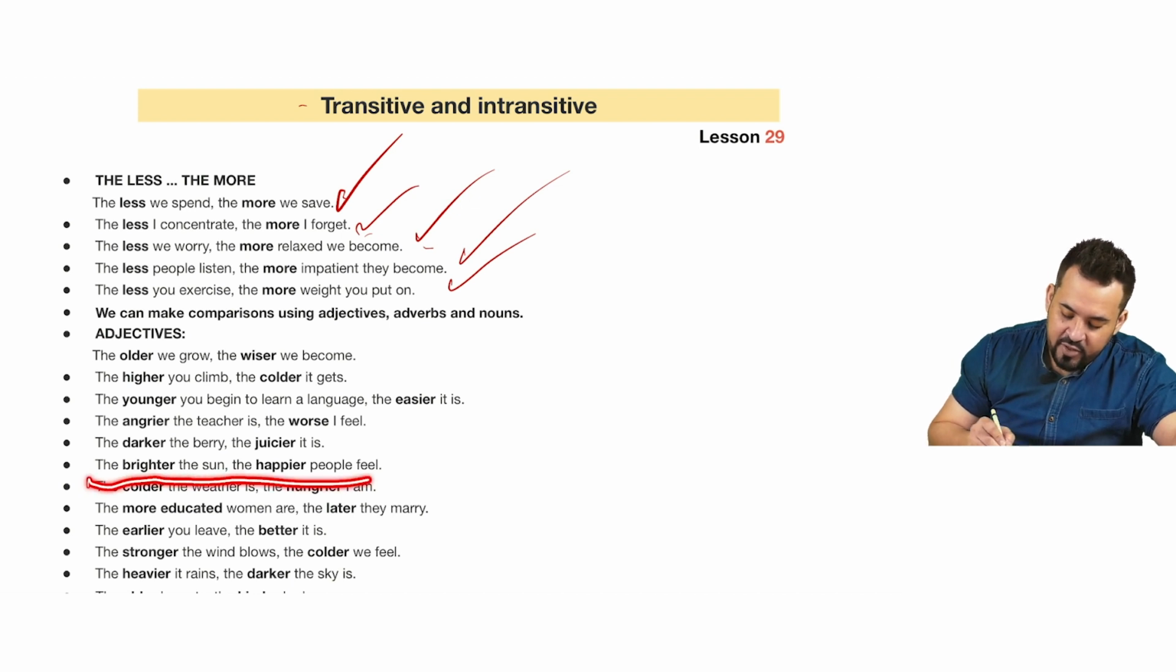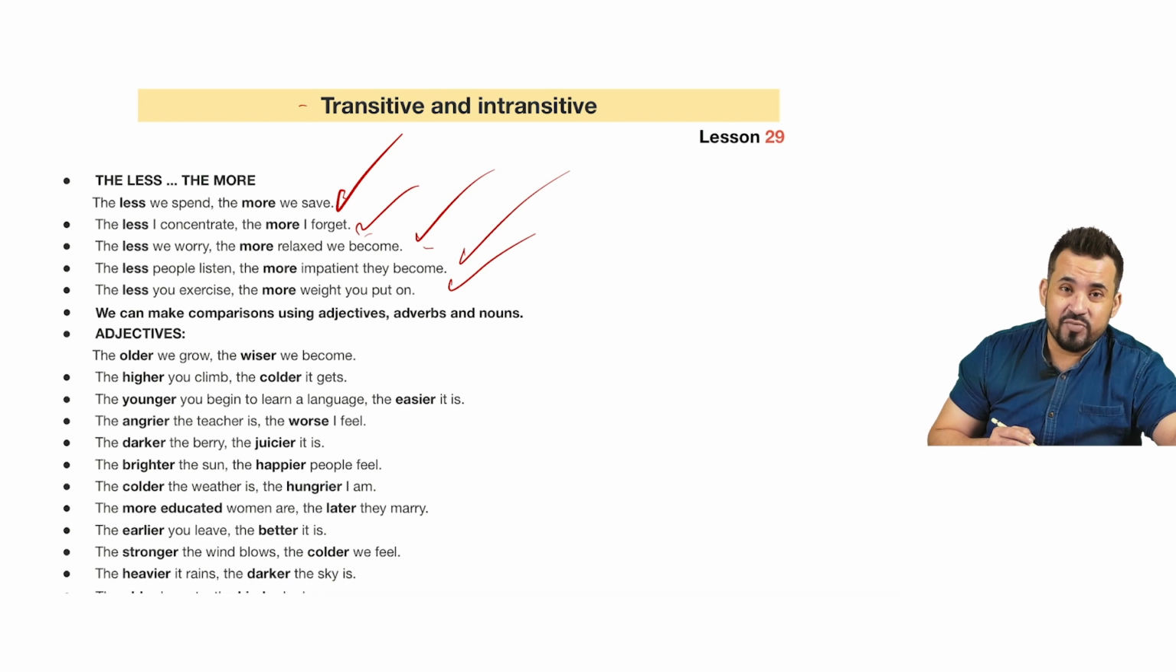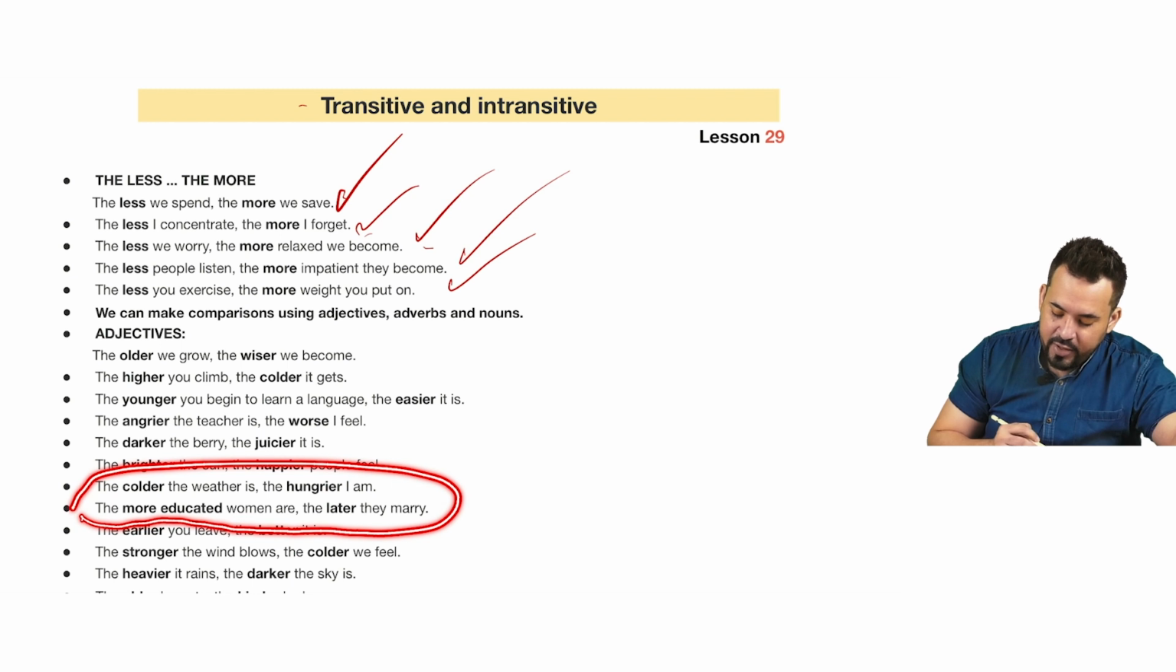The brighter the sun, the happier people feel. Not in tropical countries, it gets really hot. The colder the weather, the hungrier I am. The more educated women are, the later they marry.